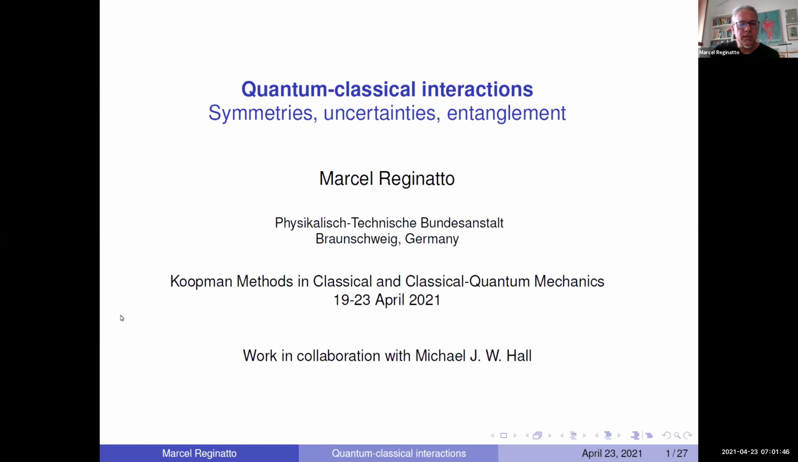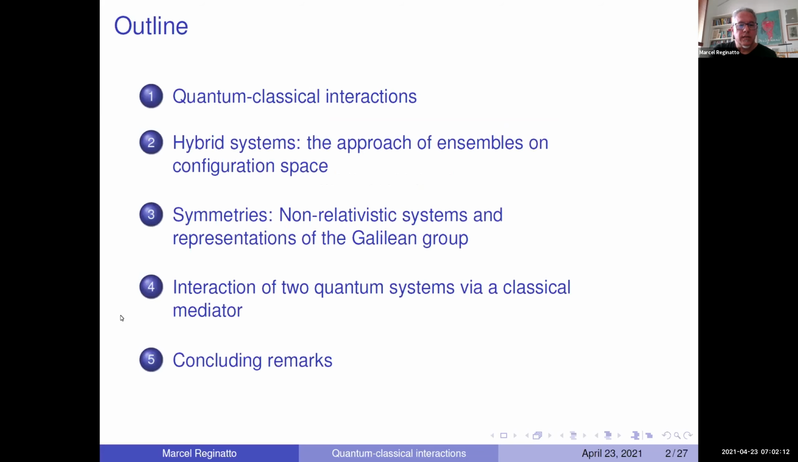What I'm going to talk about is, first, some general terms about quantum classical interactions, then show an alternative to the methods that have been presented so far, and look at different applications or examples that have to do with symmetries, with uncertainties, entanglement, and things like that. So let me start with some general reflections. Okay, I forgot I have an outline here.